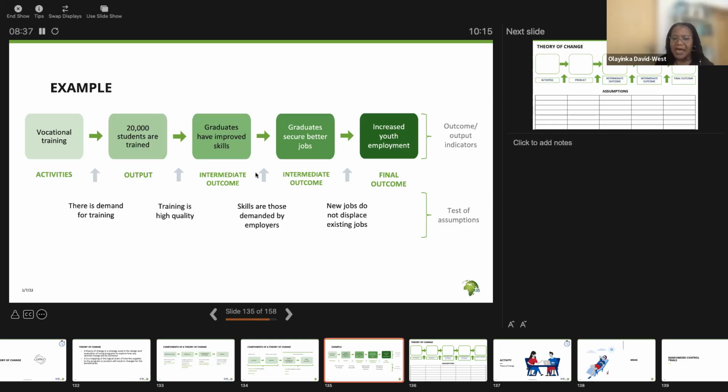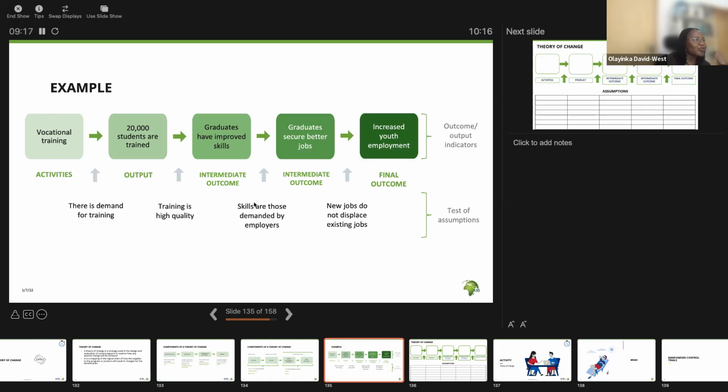So assumptions are, there is a demand for employability training, right? The employability training that we provide is of quality, and it's of the skill sets that are being sought in the workplace, right? So that's also the skills that are being demanded by employers. And then basically new jobs do not displace existing jobs. So when we're talking about employability, we're also mindful that we're not taking away and creating another problem with the new jobs that we're creating. So this is what a theory of change looks like.